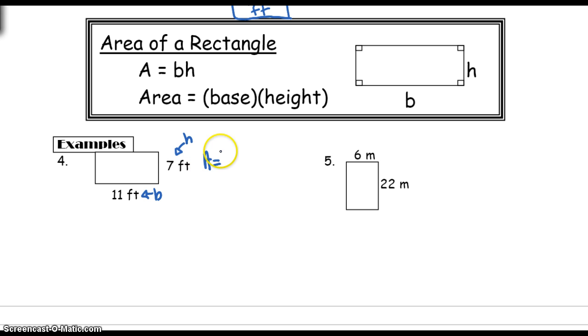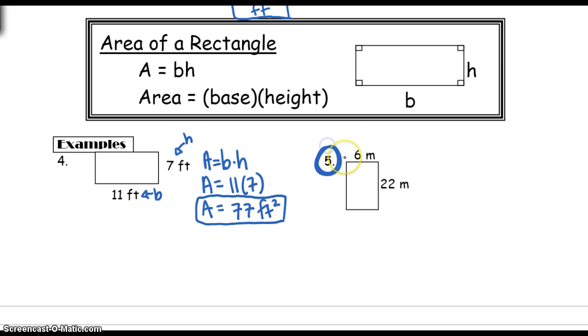So if the area is base times height, let's go ahead and substitute in our numbers. So then the area is 11 times 7. And when we calculate that on our calculator, 77. What are the units going to be? Feet times feet, feet squared. Okay, it's 11 feet times 7 feet, so feet times feet is feet squared.